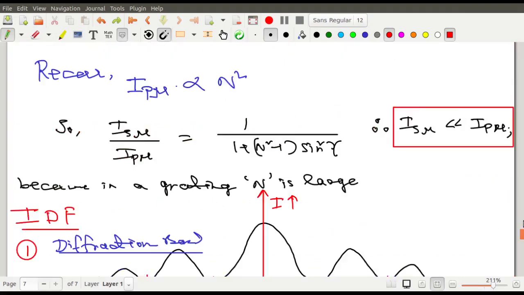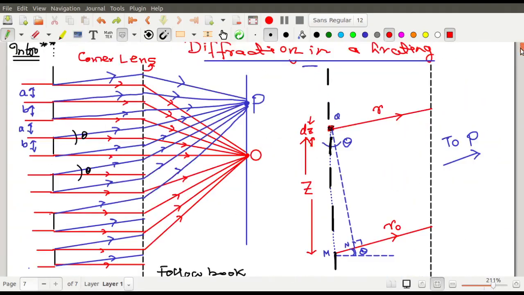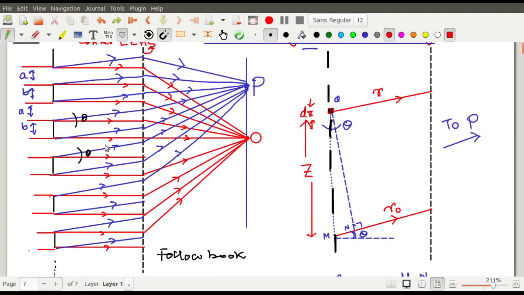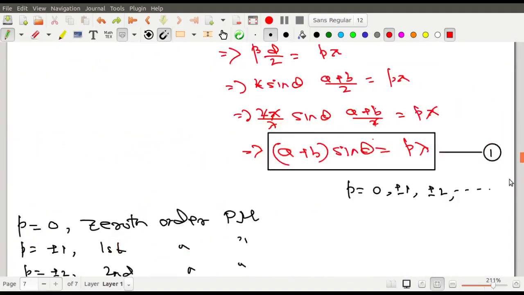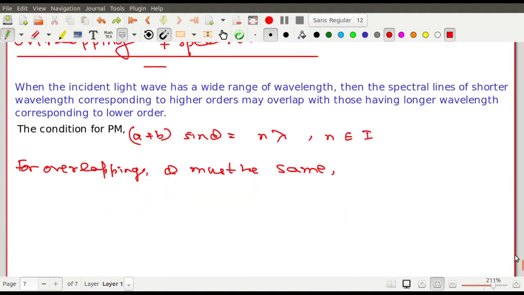Like in the original diagram, you look at the original diagram. So if you view the point capital P, the point capital P means the diffraction at an angle theta. So a particular point corresponds to a particular angle. So overlapping means what? All of them fall on a particular point. That is what overlap is. And for overlapping, the point must be the same, meaning the theta must be the same. So therefore you see that n lambda equals a constant.